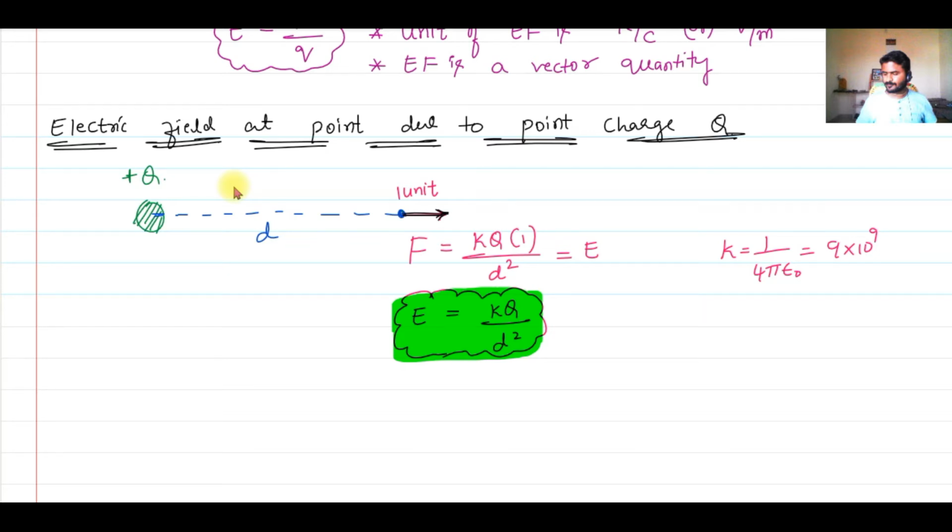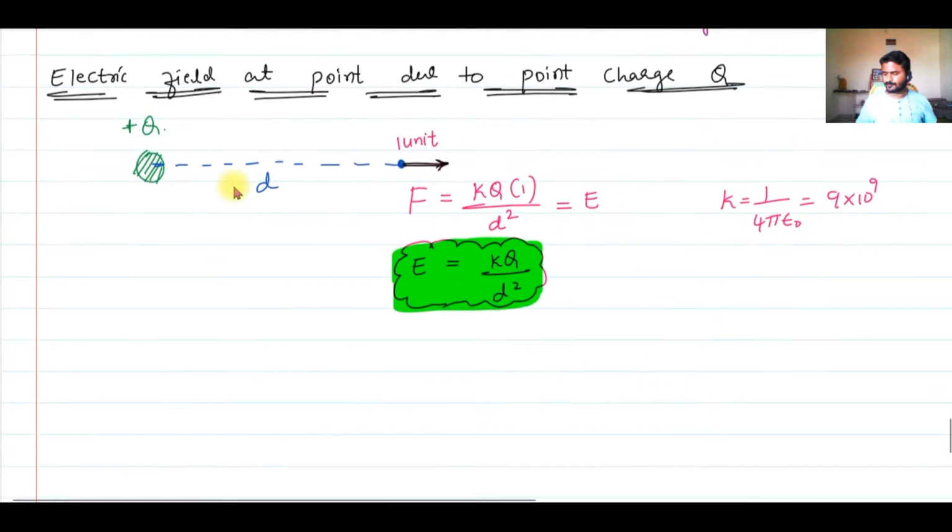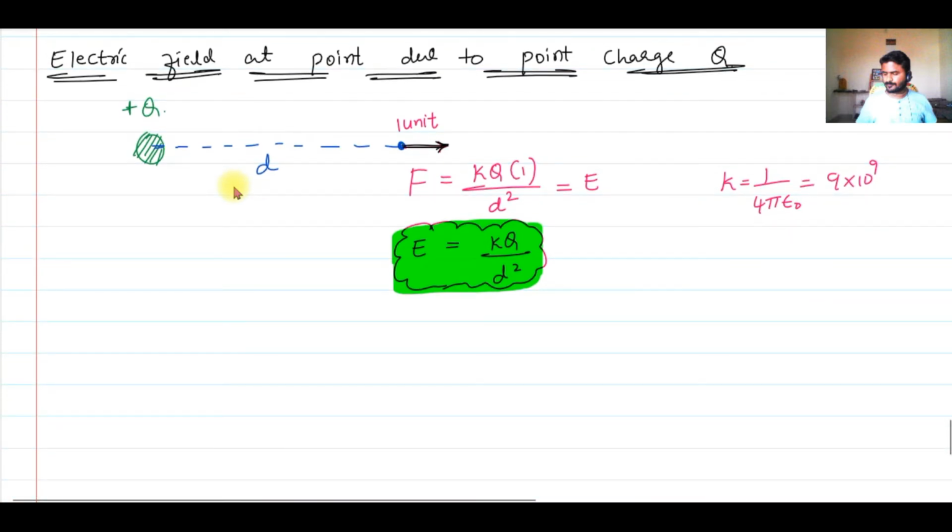All right. So now that we got the expression for the electric field at a point, we will discuss electric field lines. What are these electric field lines, and what are the properties of electric field lines? So the next topic is electric field line.